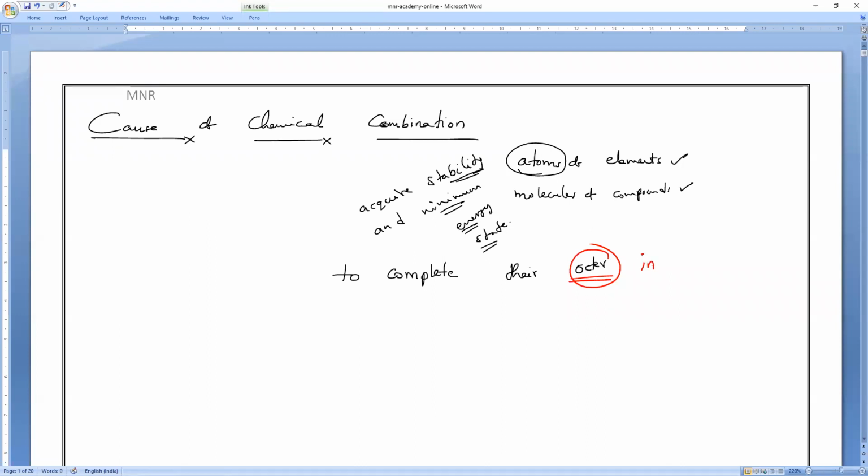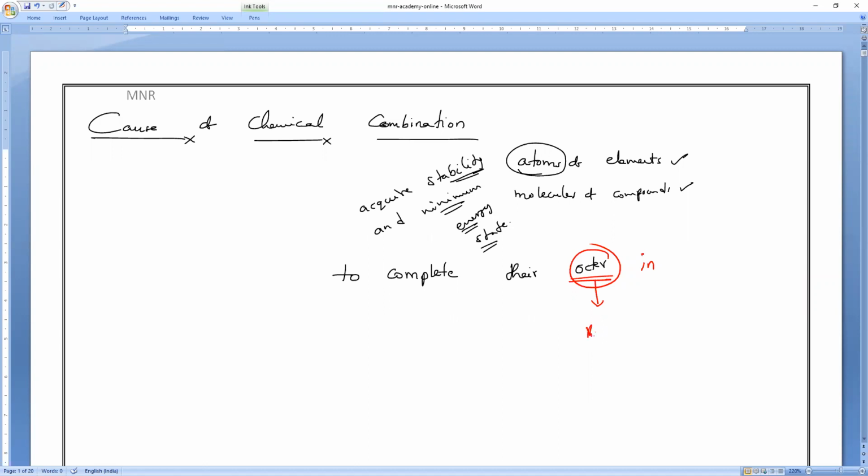Okay, guys? So what is the octet? What do you mean by octet rule? Can anybody tell? Yes, please. What do you mean by octet rule? Please respond. Hello, are people there? Anybody? Okay, Vijay, thank you.